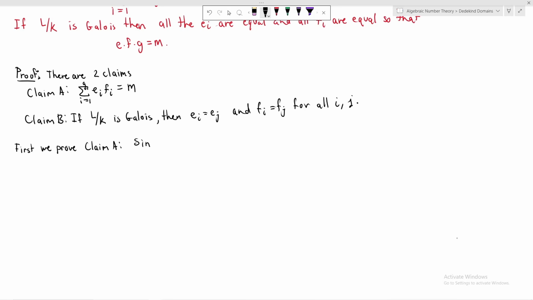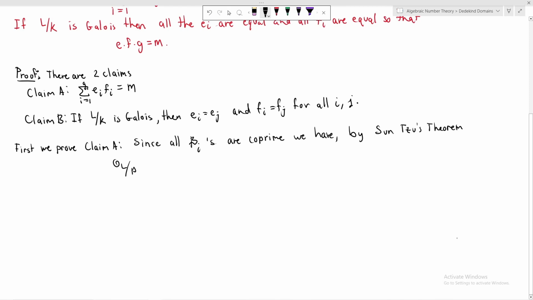So since all these big P sub i's are coprime, because they're distinct primes in our Dedekind domain, we have, by Sun Tzu's theorem, the following factorization of O sub L mod P O sub L. So I know the factorization of P over O sub L is the product of these P sub i's to the E sub I. So this is going to factor as this product from 1 to G of O sub L mod P sub I to the E sub I.